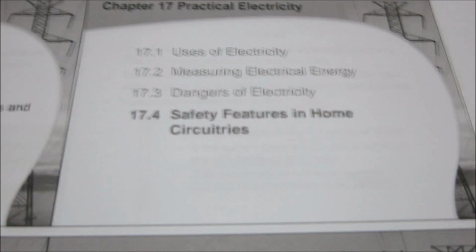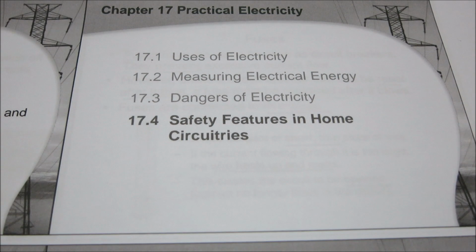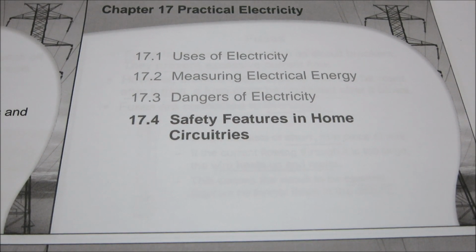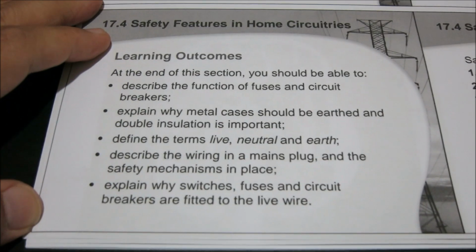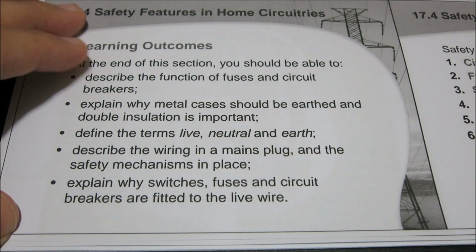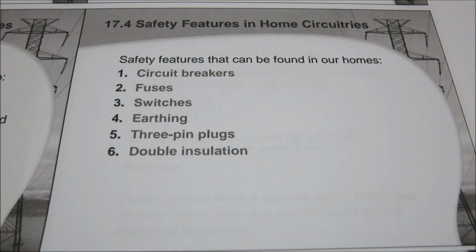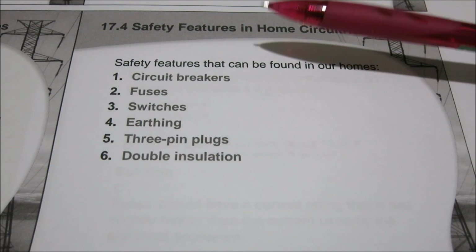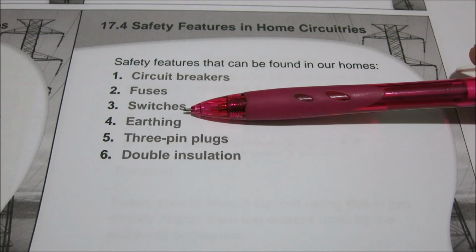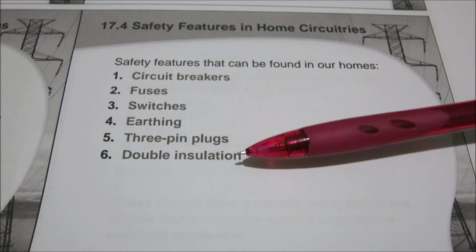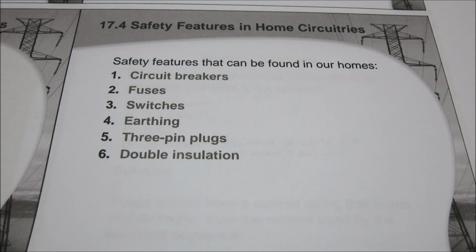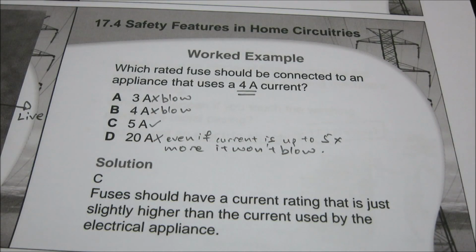Now, the biggest chunk of this chapter is safety features in home circuitries. So we're going to discuss quite a bit of home circuitries. So these are the learning outcomes. Some of the safety features in our home circuitries are circuit breakers, fuses, switch, earthing wire, 3-pin plugs, and double insulation. We'll go into a little bit detail into each of them.